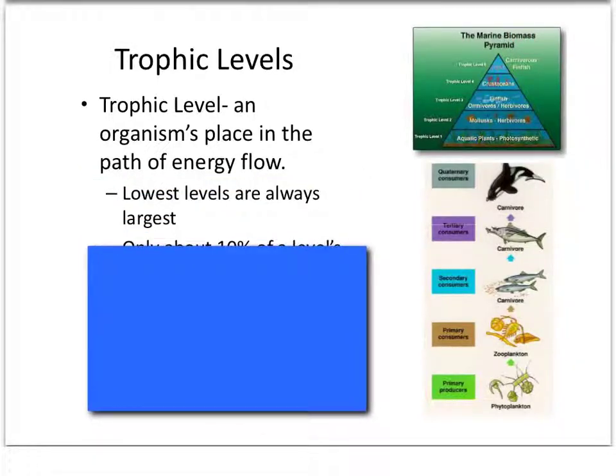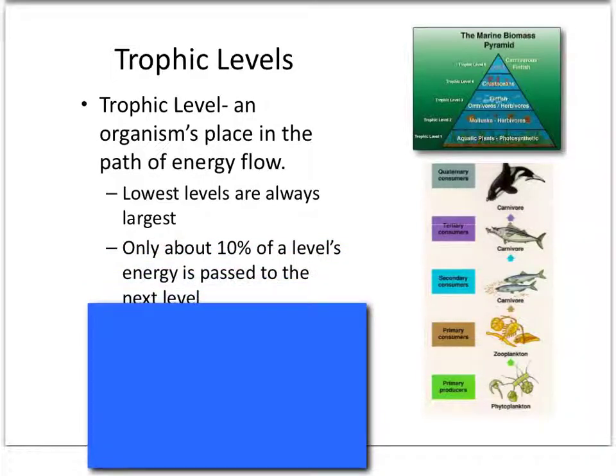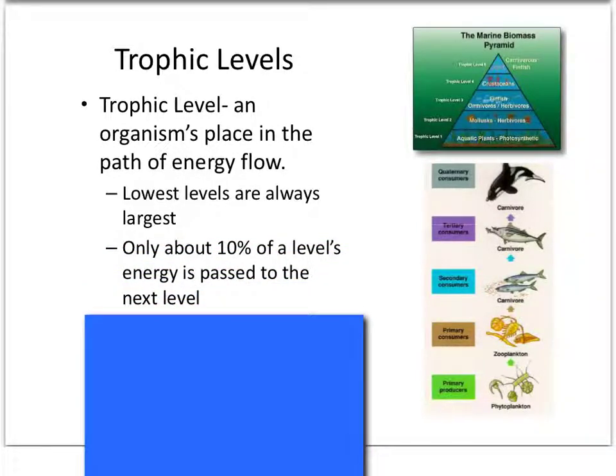The lowest trophic levels are always the largest, right? Because you have to support all the organisms above, and we talked about this in class, only about 10% of a level's energy is passed to the next level. 10%, so not very much. So this is why you're always going to end up with this pyramid shape, right? Because only 10% of energy is going up. The trophic levels that we looked at, I'm not going to have you write them down because they're here, but do take note of them.